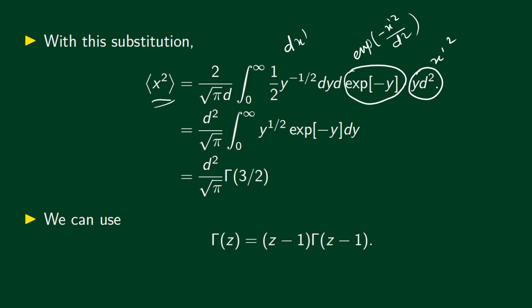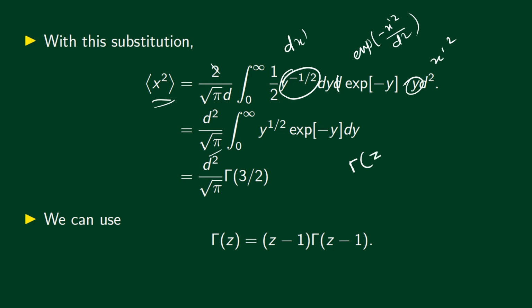Now we can simplify this. The 2 gets cancelled here. D here cancels with the d here. There's a d squared left which can be pulled out of the integral, and inside the integral y raised to minus half multiplied by y here gives y raised to half. So the integral now becomes d squared divided by root pi, integral 0 to infinity y raised to half exponential minus y dy. Now we compare this with the integral representation for the gamma function.